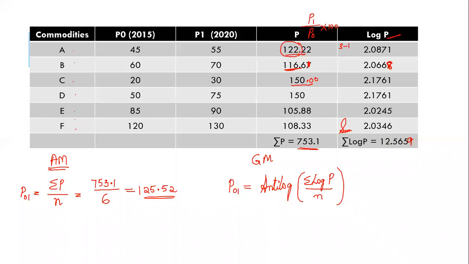Now what is the formula? Antilog of summation log P divided by N. So write antilog as it is, open the bracket. What is the value of summation log P? It is 12.5659 divided by, what is the value of N? N is the number of products, 6. So divide 12.5659 by 6. What do you get? It is 2.0943.